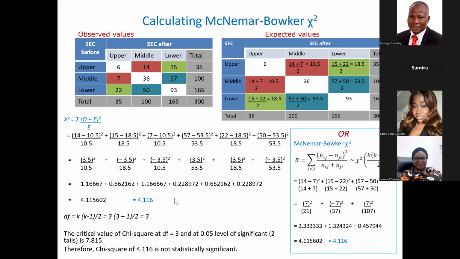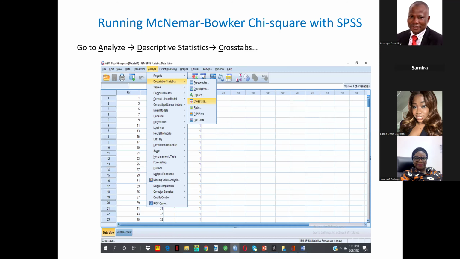So the critical value of chi-square for degree of freedom 3 is 7.815. If you look at it now, the calculated value is not even as high as 7.815. So the corresponding p-value will be far, far greater than 0.05. It shows that it's not significant, because the chi-square we got is not up to the critical value for that degree of freedom 3. Now, that's that.